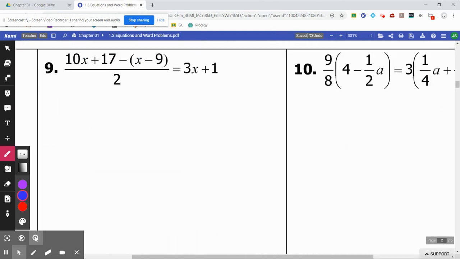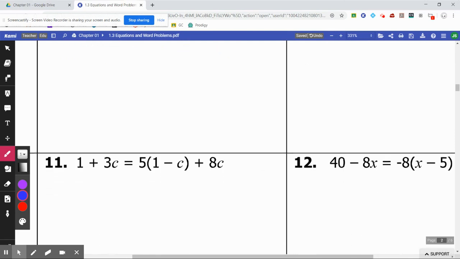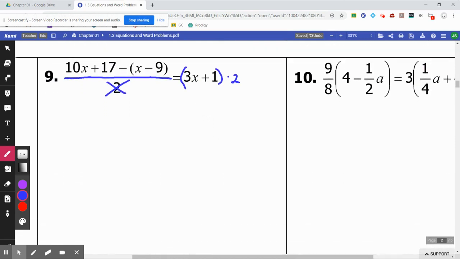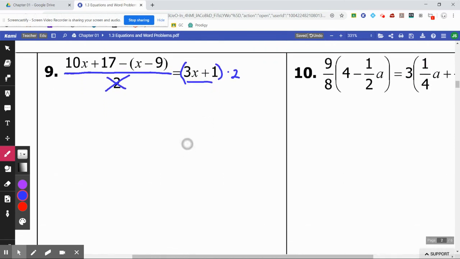Okay, number 9. Step number 1, since the whole side is being divided by 2, let's go ahead and take care of that first. The way you're going to take care of division by 2 is to go to the other side and multiply by 2. Now, here's the key to this. If you get rid of division by multiplying, you have to multiply everything on that side, not just part of it. Both terms must be multiplied by 2.